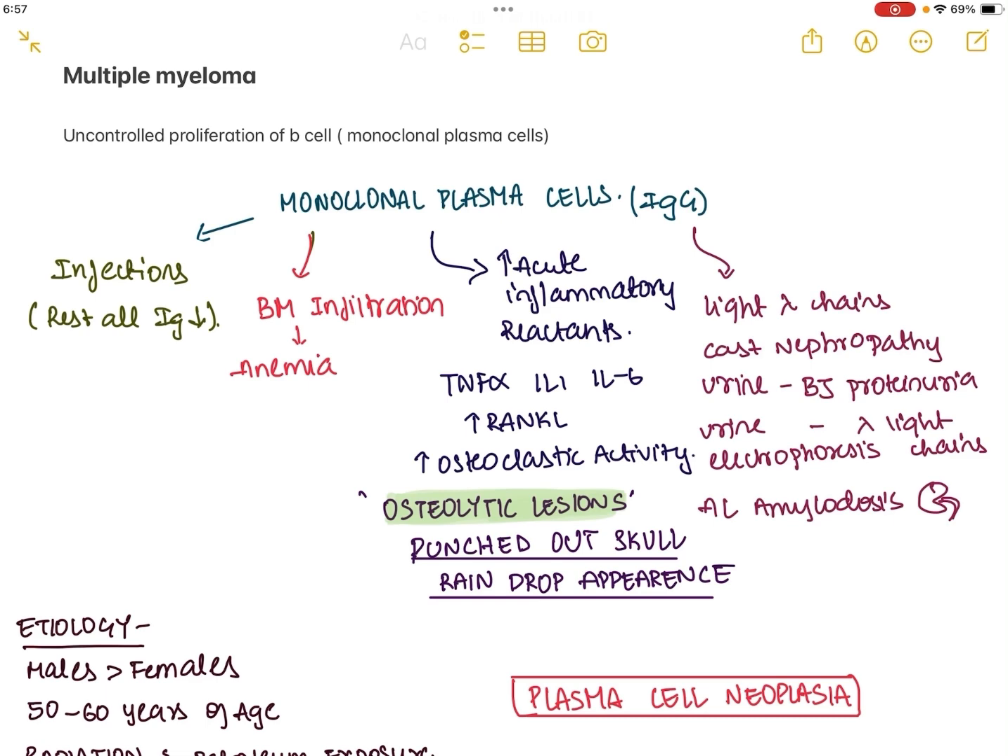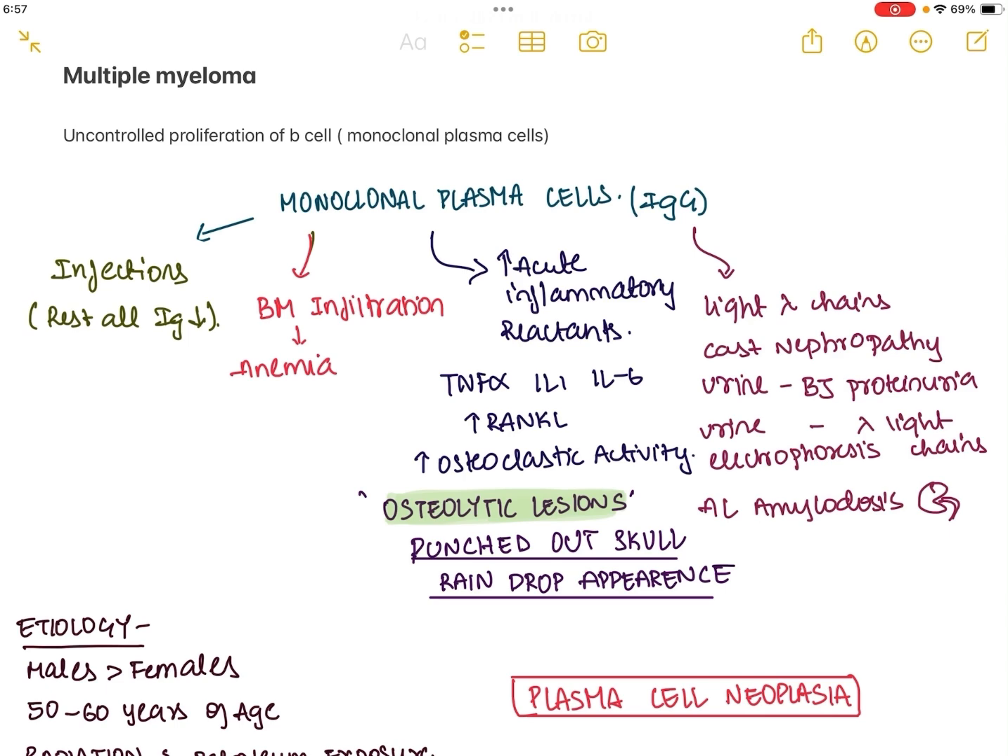As the plasma cells are increasing in number, they also appear in the urine. So first point, they will be seen in the urine as Bence Jones proteinuria. Second point, when you do urine electrophoresis, you can see lambda light chains. And third thing, obstructive casts. There will be cast formation in the kidney, leading to nephropathy. And this proteinuria can also cause AL type of amyloidosis.